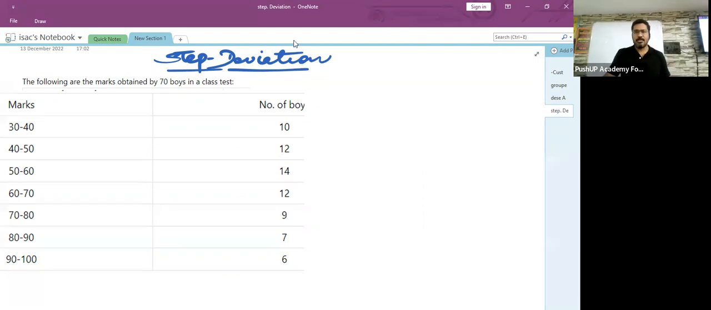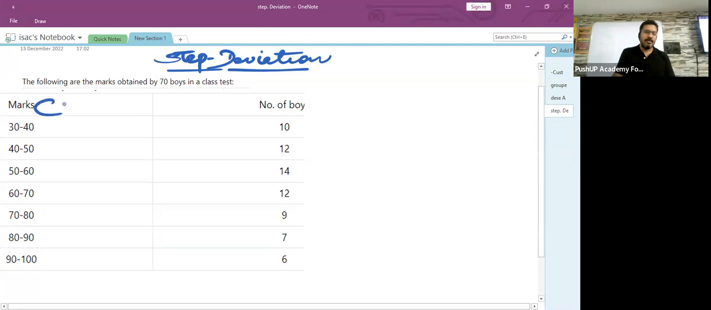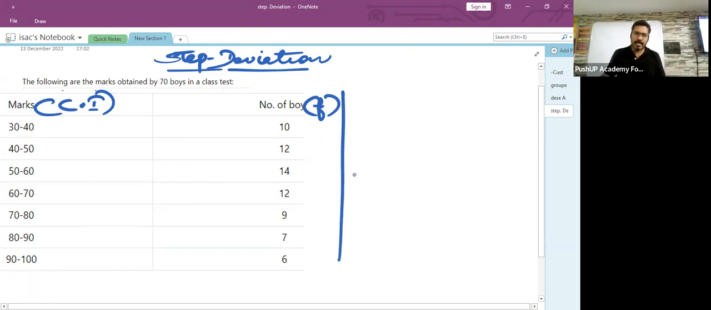Children, as usual, we have to get the column of variable x. Is it given to us? No. If you notice, they have given us the class intervals, and here they have given us the corresponding frequencies, right? They haven't given us the column of variable x. Let's find it out. Children, there is no change in the method. Variable x will be the mid values of each and every class interval.